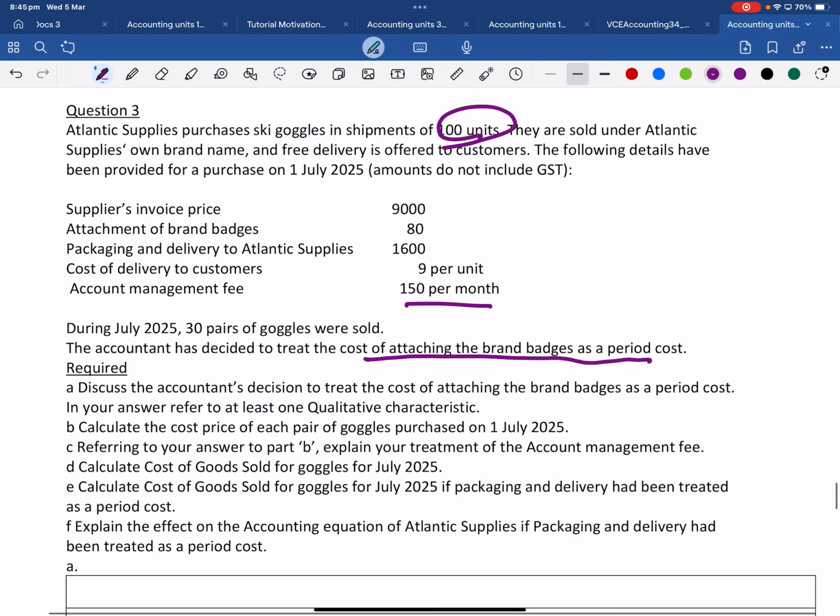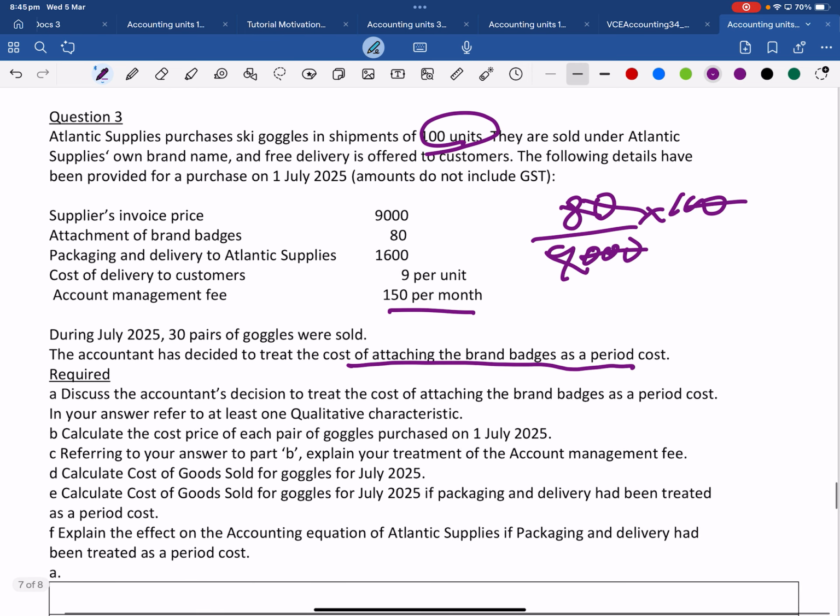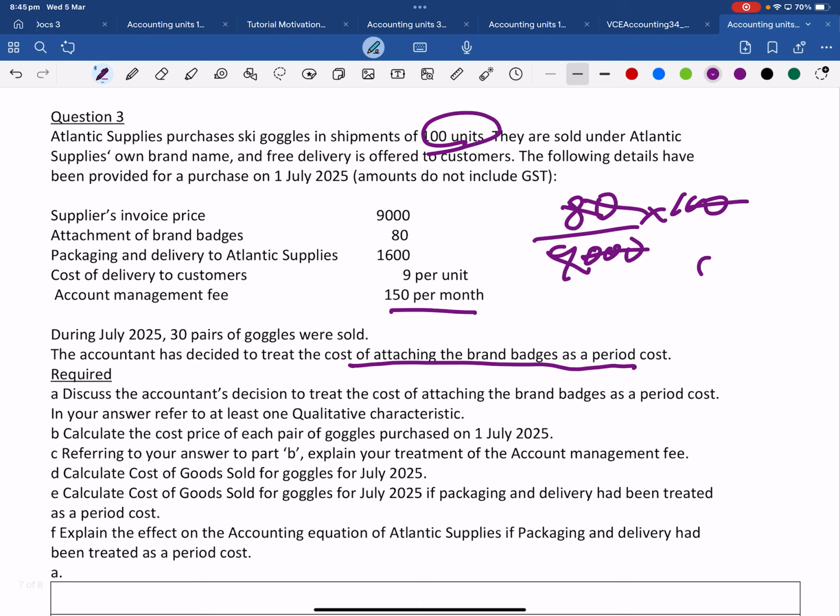Now shall we calculate this? 80 is the total cost. Supplies invoice price is 9,000. Calculate the percentage. It would be less than 1%, somewhere around 0.9%. That means even though this is a product cost, we can still identify it as a period cost, because it is immaterial in decision making.